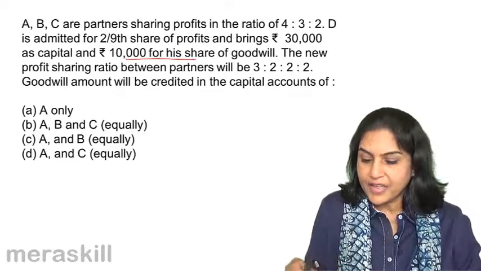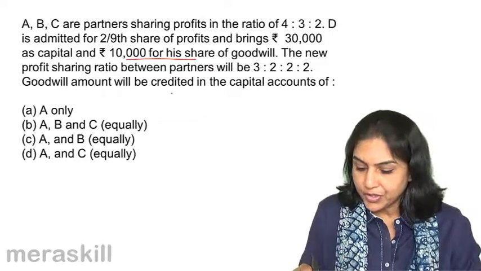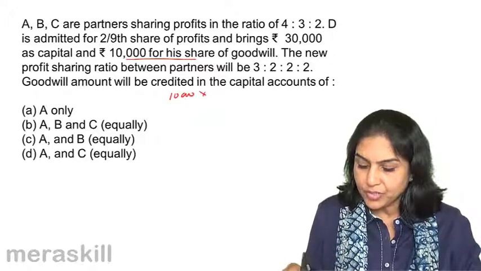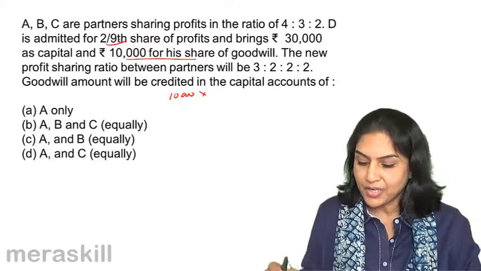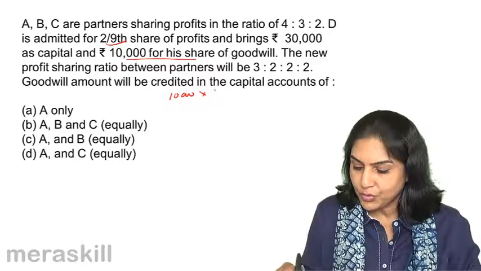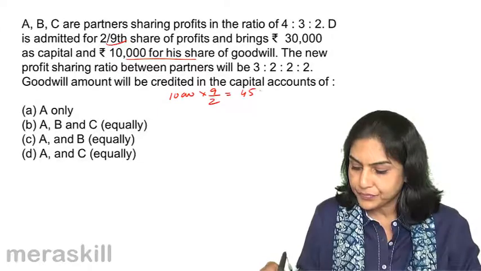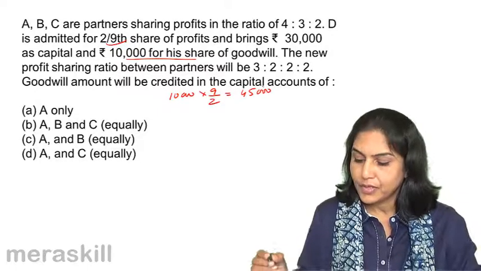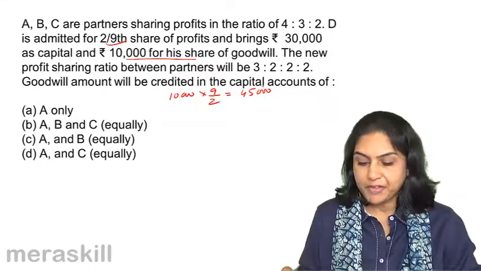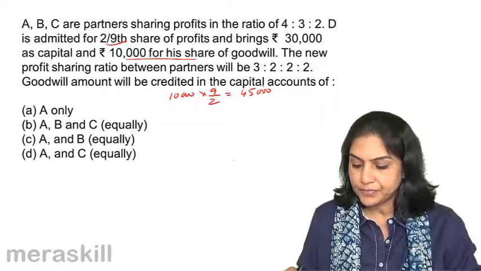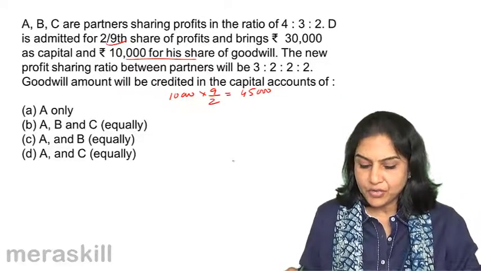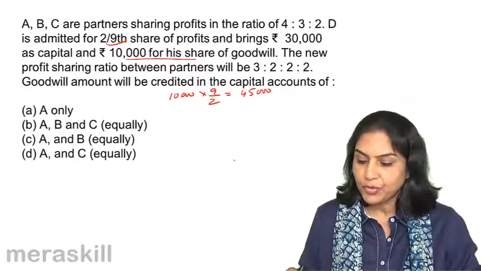He brings in 10,000 for his share of goodwill. So what is the amount of goodwill? 10,000 is for 2/9 share. Therefore, full 1 is equal to 10,000 into 9/2. That is equal to 45,000. 45,000 is the total amount of goodwill.